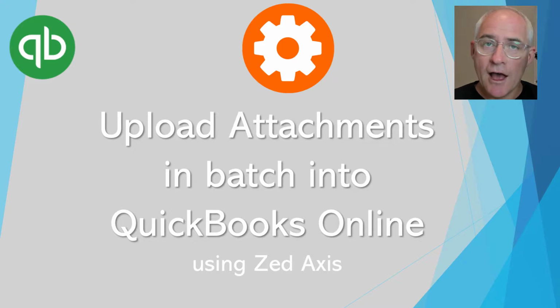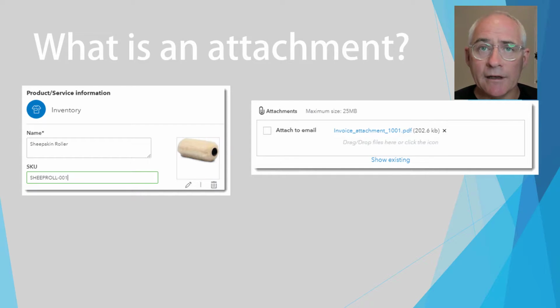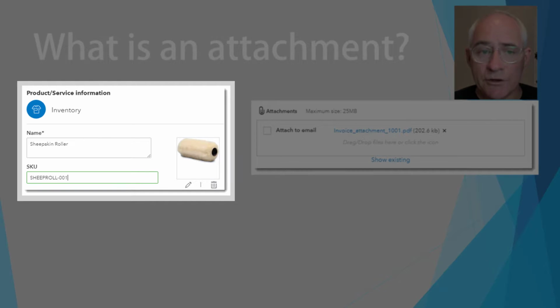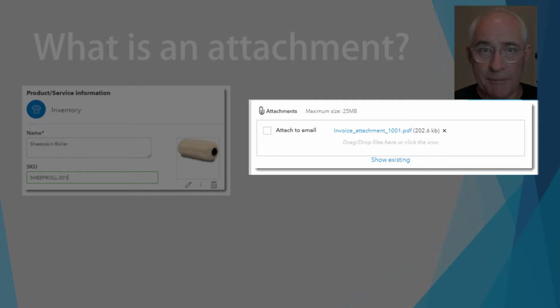In this demonstration, I'm going to show you how you can upload attachments in batch into QuickBooks Online using Zed Axis. So if you're not already familiar with what an attachment is, I've got two examples here. The first one is for an inventory item, and what we've done is we've attached an image of the inventory item in QuickBooks. The second is a PDF file that we've attached to an invoice in QuickBooks.